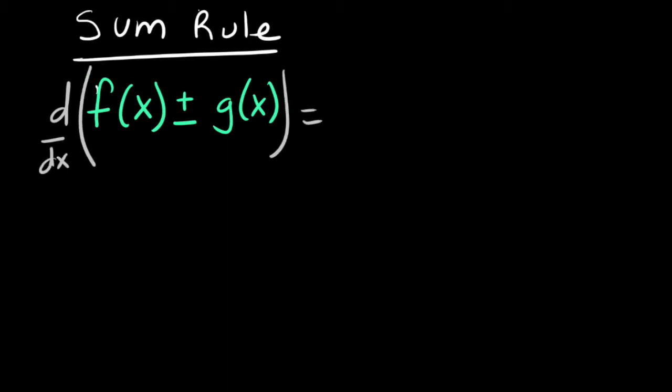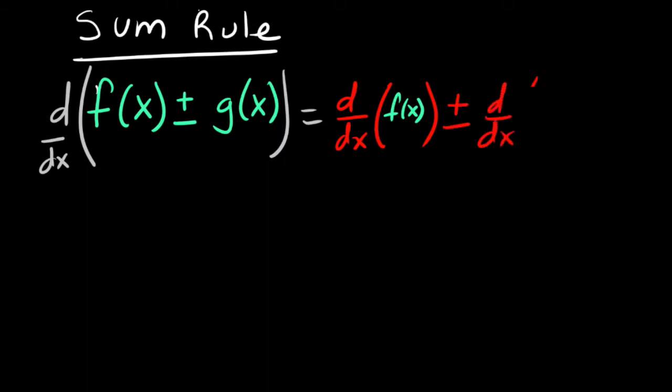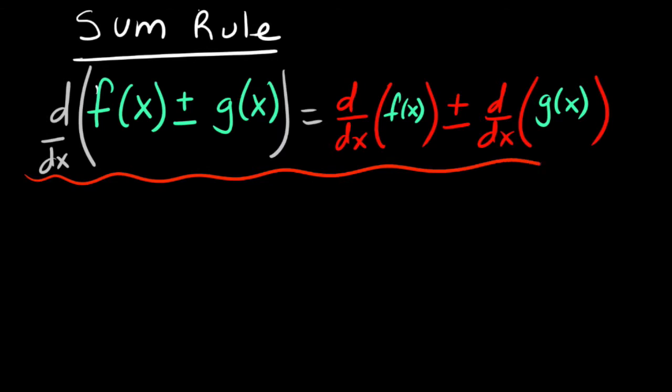Well, what the sum rule says is that you can basically take the derivative of the first one and then simply add or subtract, whatever it is that you're doing, the derivative of the second one. So, okay. Well, let's put this to use with all our other ones.